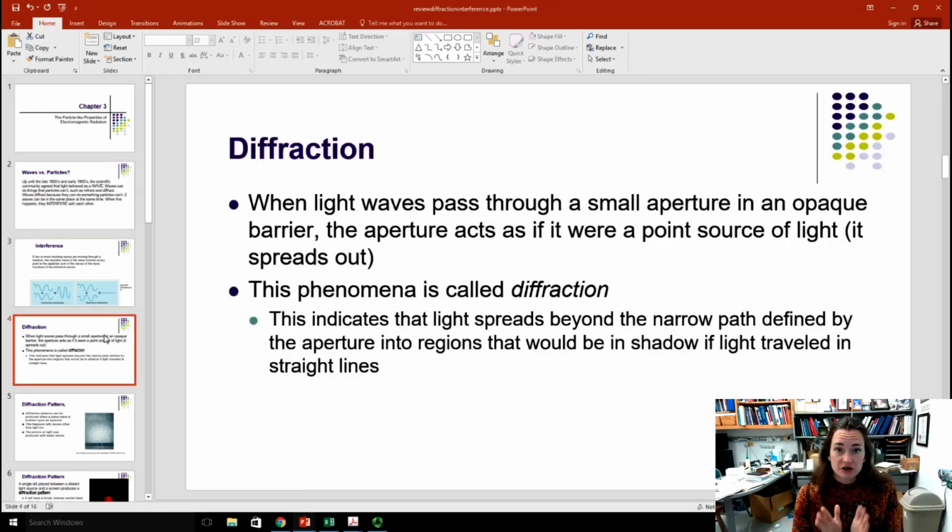So that's interference. What's diffraction? Well, when light waves pass through a small aperture or an opening in an opaque barrier, then that aperture acts as if it were a point source of the light, and it spreads out. And this phenomenon is known as diffraction. And this indicates that light spreads beyond the narrow path defined by the aperture into regions that would be in shadow if the light only traveled in a straight line going out of that opening.